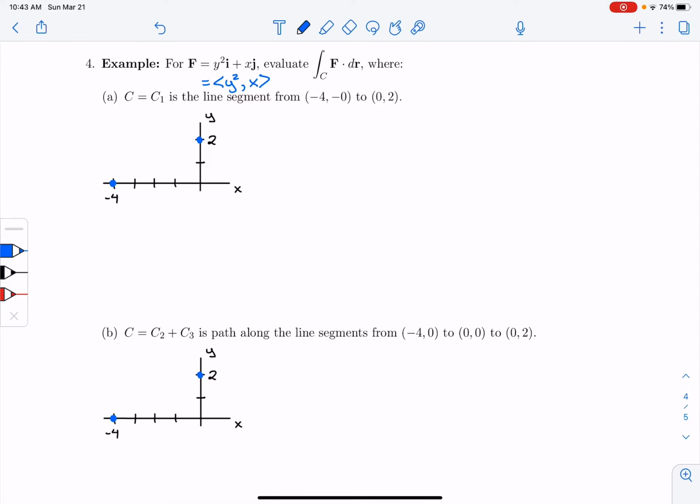Just to make you aware of possible alternate notations, this could also be written as the integral of P dx, so y squared dx, plus Q dy, so x dy.